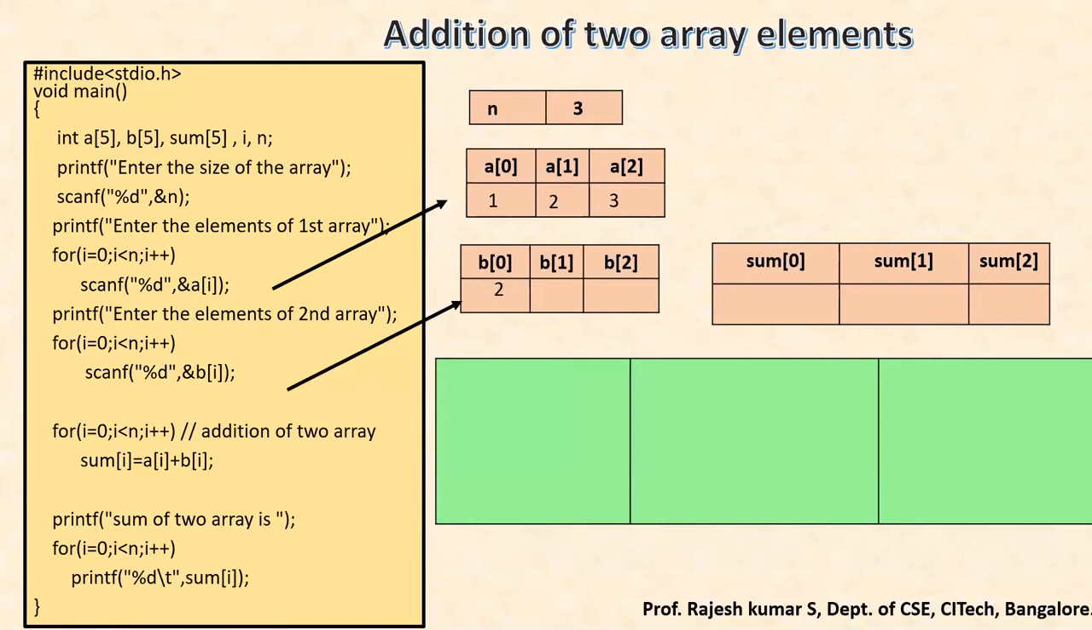b of 0, the first value I entered is stored at b of 0. Again, i gets incremented. i will become 1. When i becomes 1, 1 is less than 3. Yes, 1 is less than 3.